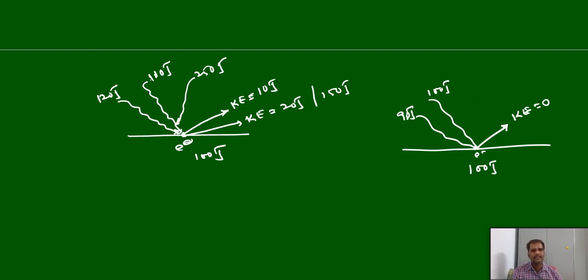For example, I'll incident with a 90 joule photon, a 100 joule photon and one more photon with 100 joules. Then also the kinetic energy of the ejected electron is 0. But if I incident some other photon with 120 joules, then the kinetic energy of the ejected electron is 20 joules. It means that when you supply 90 joules, the electron cannot eject. In this case, there is no photoelectric effect.